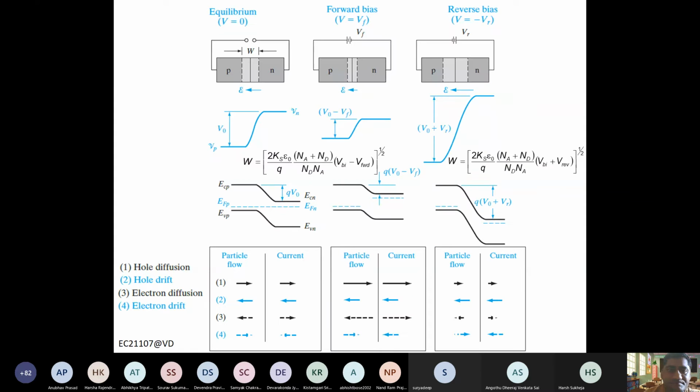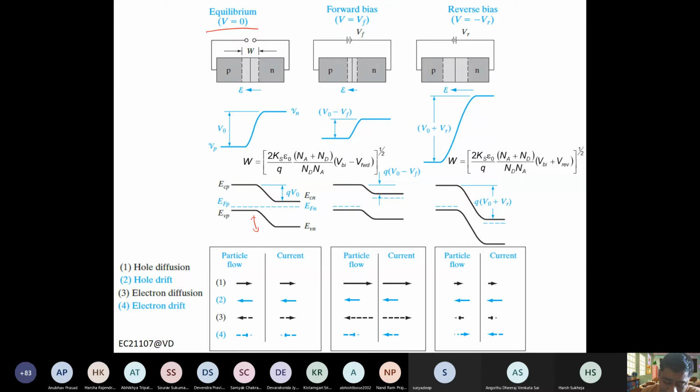So let's summarize. In equilibrium, V applied is 0. You have a certain depletion width. There is a barrier for electrons and holes. There is a band diagram. Now these two barriers are the same in this case: qV naught for electron, qV naught for hole. Is it possible that we can have a different barrier for electrons than holes? Please think about it. In a coming lecture we will answer this question. But right now you can start thinking about it. Is it possible, in some way, to have different barriers for electrons and holes?